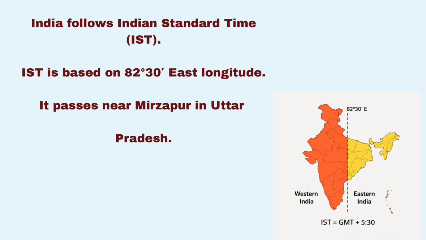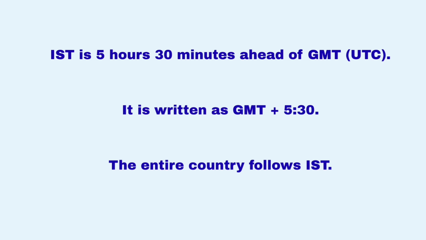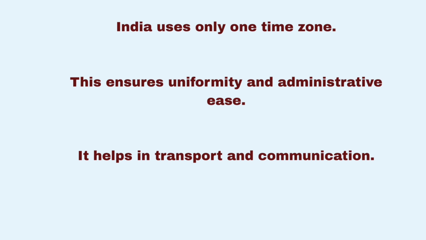Now India follows Indian Standard Time, IST. IST is based on 82 degree 30 minutes east longitude. It passes near Mirzapur in Uttar Pradesh. IST is 5 hours 30 minutes ahead of GMT. It is written as GMT plus 5:30. The entire country follows IST. India uses only one time zone, so this ensures uniformity and administrative ease. It helps in transport and in communication.